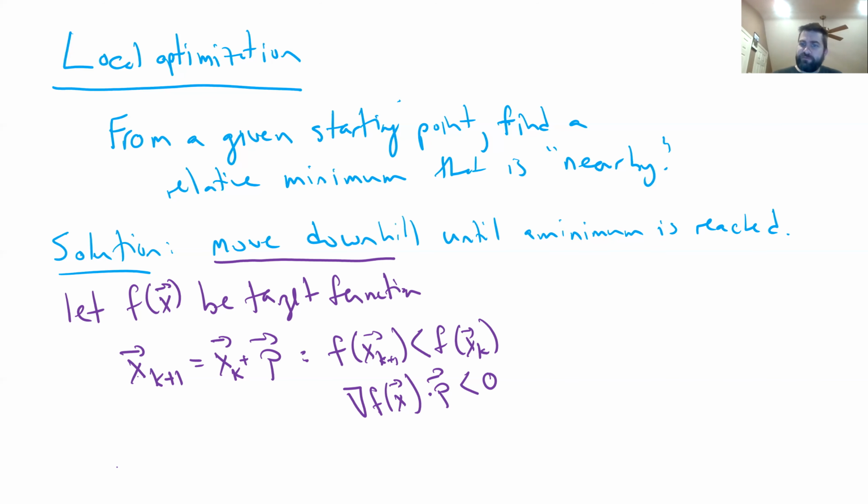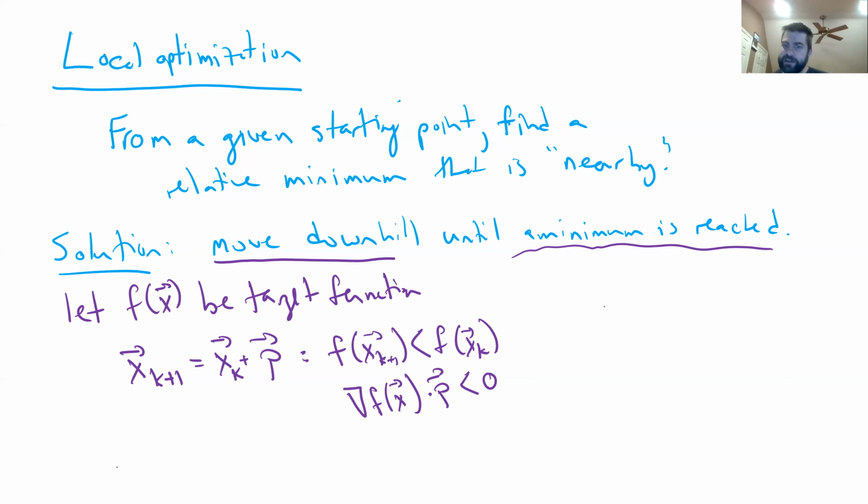But we have a definition of move downhill. What do we mean until a minimum is reached? We need to know when to stop. Well, strictly speaking, in the formal language, what can we say we've reached a minimum?